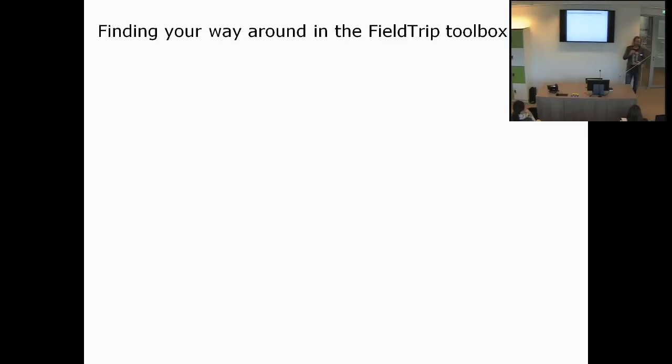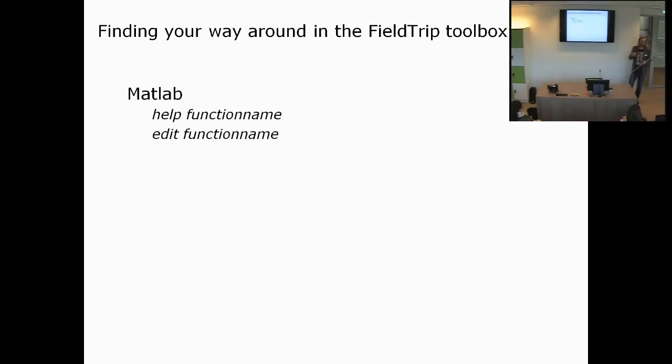The FieldTrip toolbox has quite a lot of functions. I think it's more than 100 functions, which means that it can be a bit challenging to find the appropriate function for the type of analysis that you want to do. Of course, inside MATLAB, you can type help function name. All high-level FieldTrip functions start with the prefix ft underscore. That's something that we're going to use in the hands-on session.